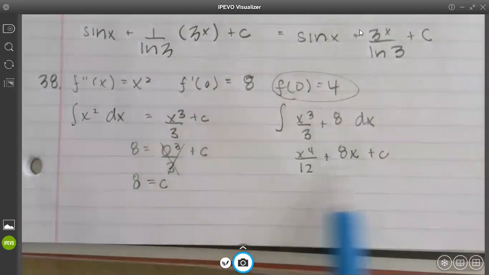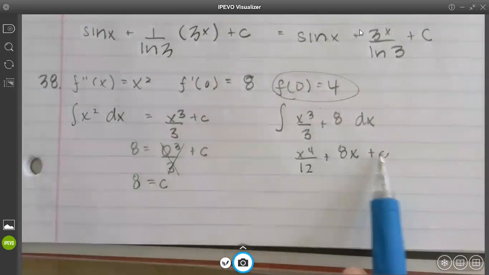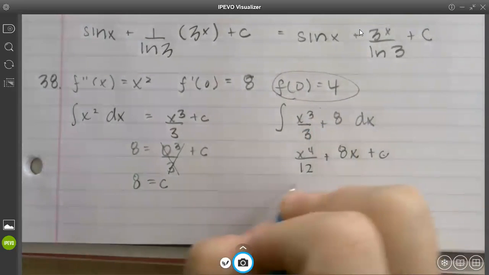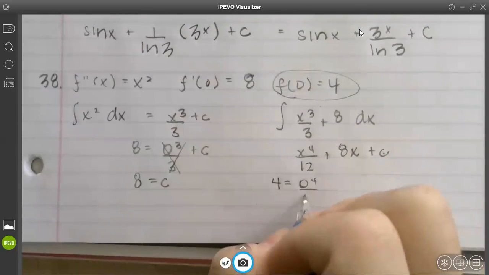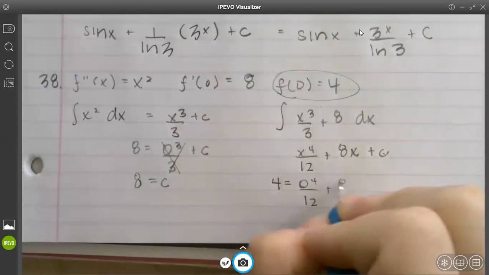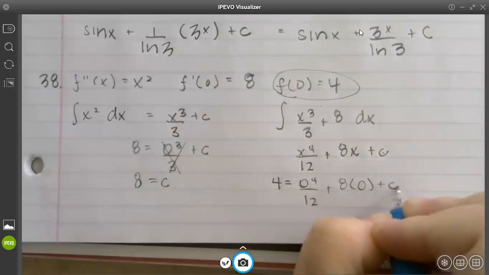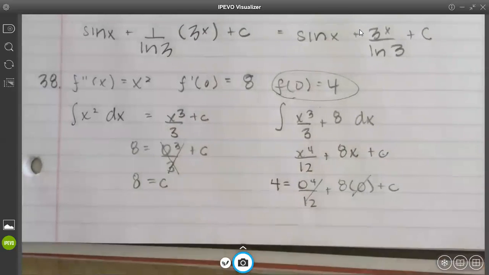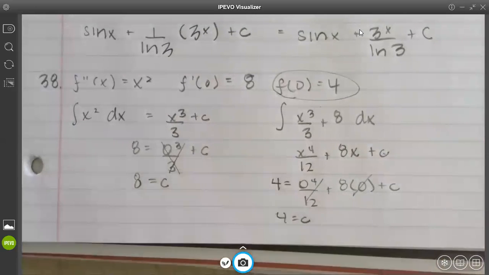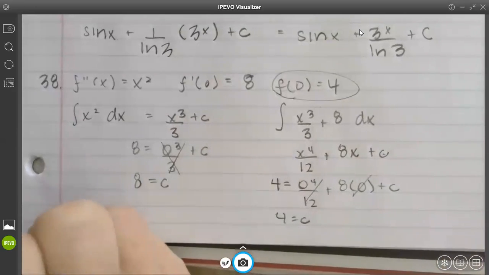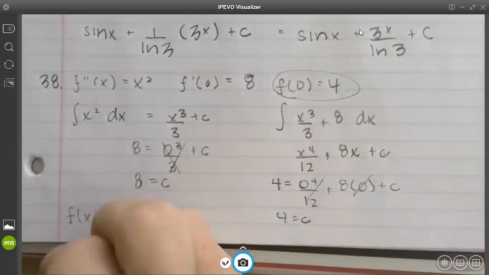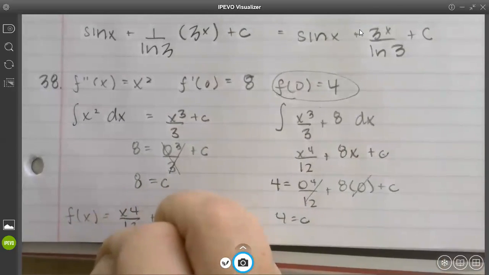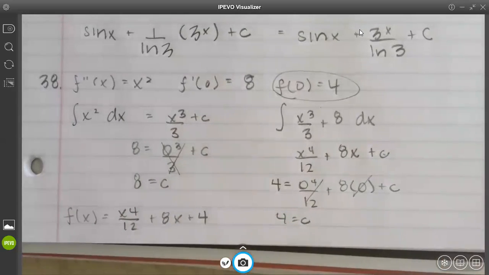This tells us this is your f of x right here, but I need to find C to make the actual equation. So this tells you to plug it in. If I plug in 0, I'll get 4. So 0 to the 4th over 12 plus 8 times 0 plus C. These cancel out, and I got 4 equals C. So my equation for f of x is x to the 4th over 12 plus 8x plus 4.